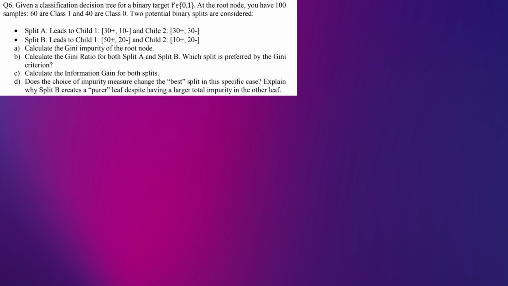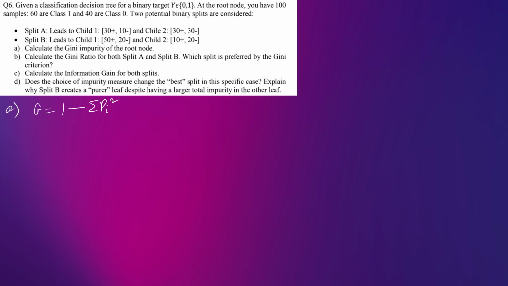So calculate the Gini impurity of the root node. Calculate its ratio for both the splits. Which split is preferred? So let's start first. The formula for Gini impurity for your binary classification is G is equal to 1 minus summation of Pi whole square.